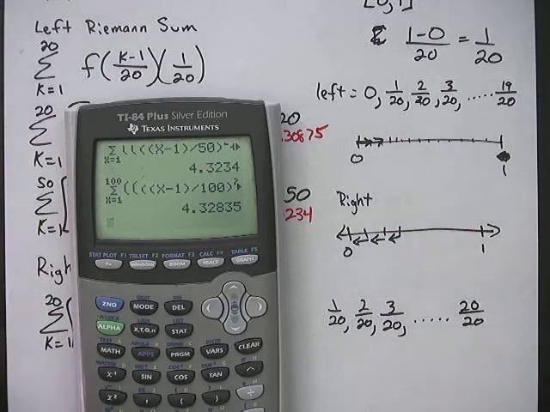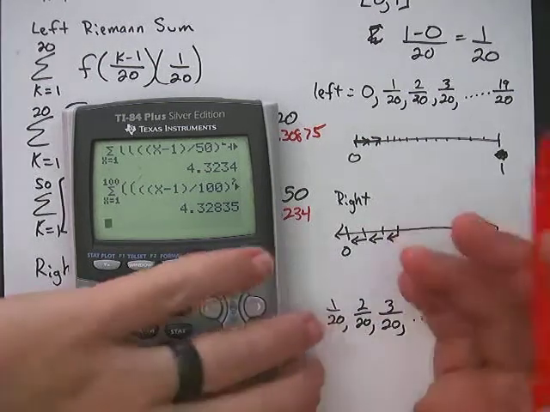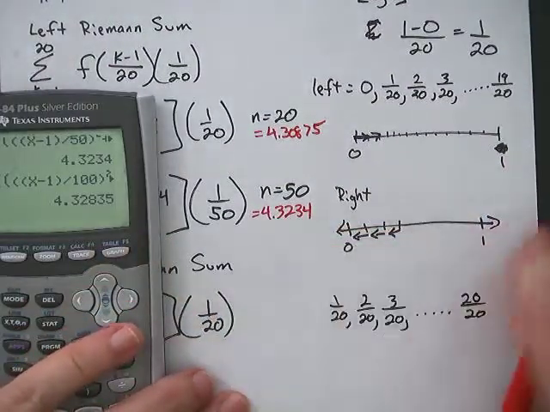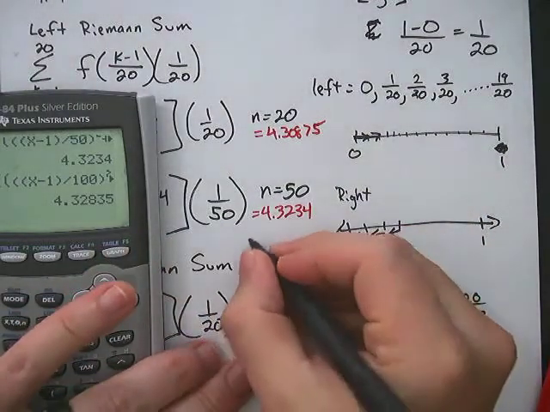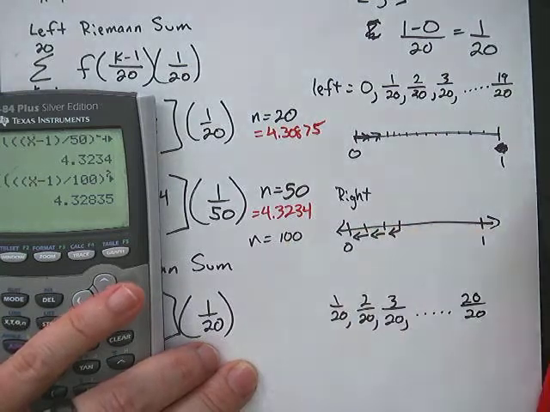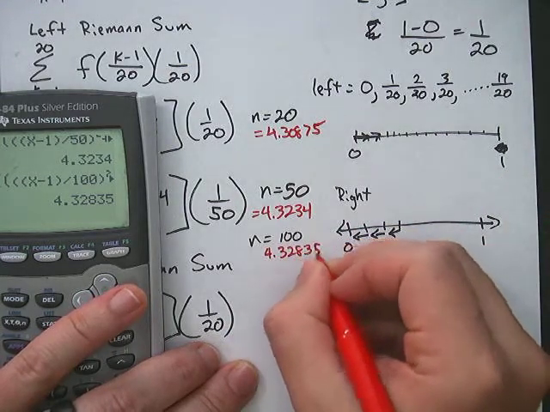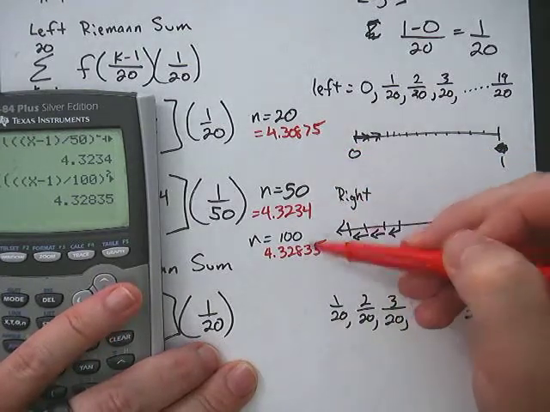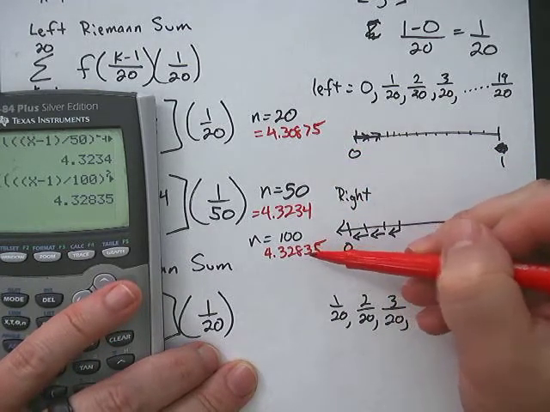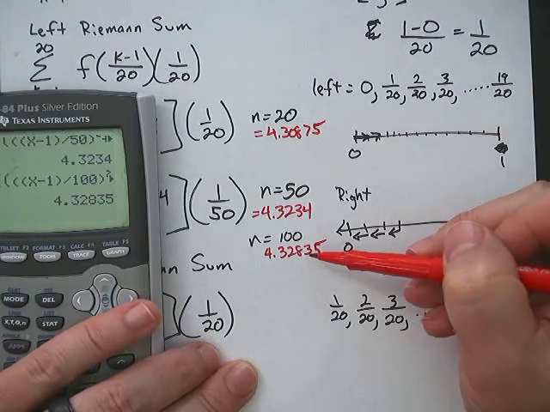Okay, it took a minute because it's a lot of subintervals. Your calculator is actually crunching those one at a time. So for n equals 100 for a left Riemann sum, we get 4.32835. Okay, so you can see that they're all pretty close. And we seem to be getting closer. The more subintervals, the more accurate you are.